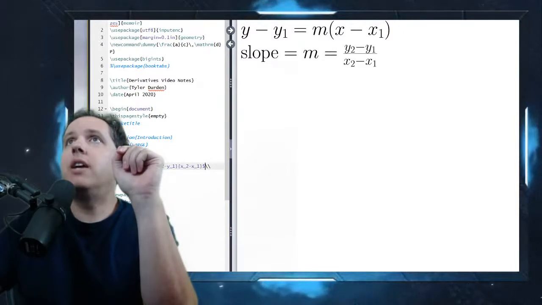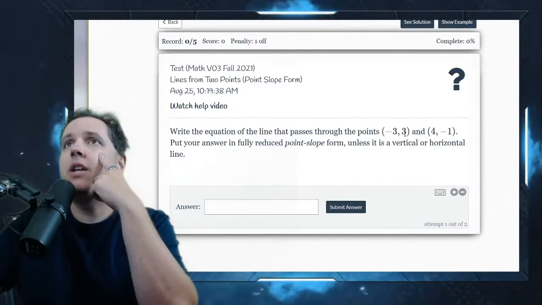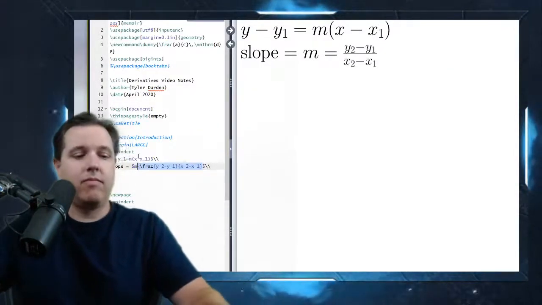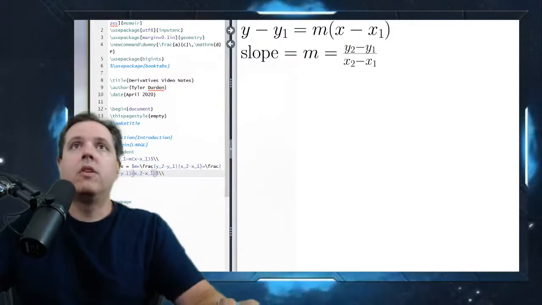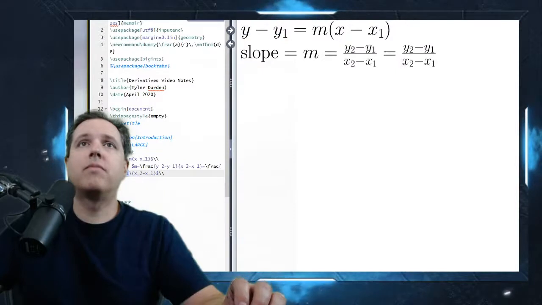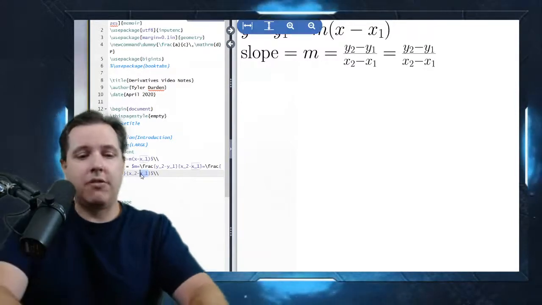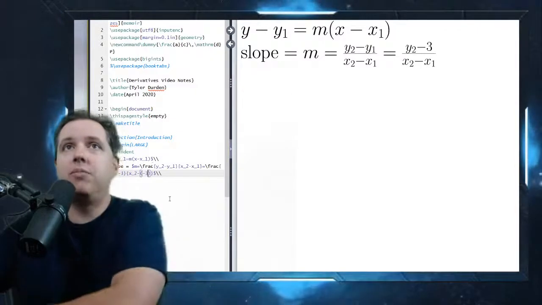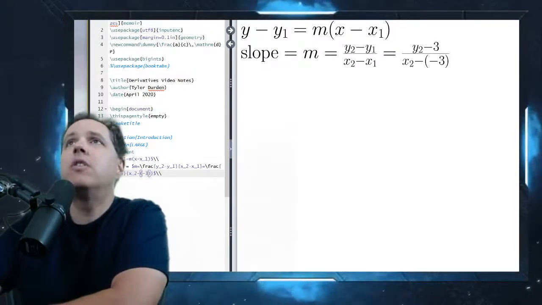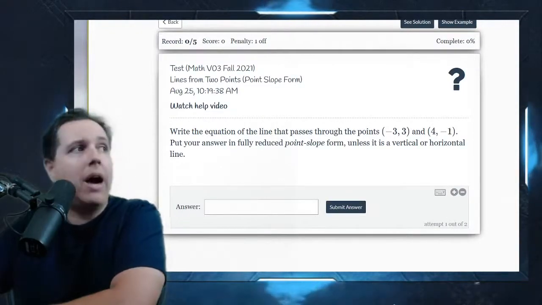So let's see. We've got -3, 3. So that's x1, and that's my y1. So my x1 is -3, my y1 is +3. So this is going to be 3, and my x1 is going to be -3. Now I'm putting this one in parentheses because I'm actually subtracting a negative, so we have to be careful. We have to make sure we take our time with that one, right? So -3, 3, and then 4 and -1. So that's my x2 and my y2.